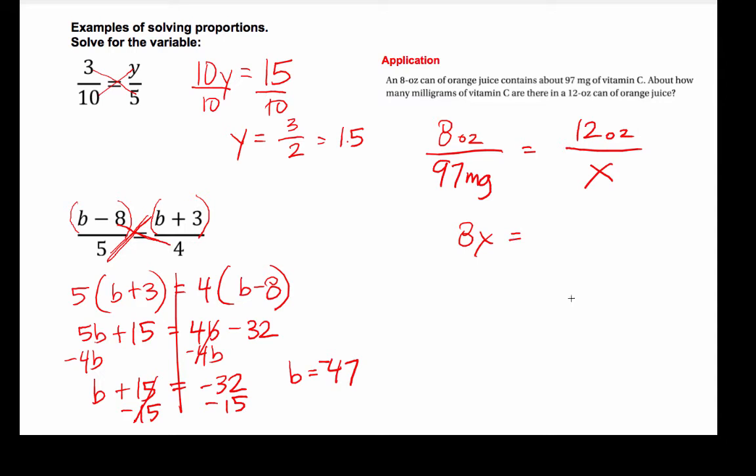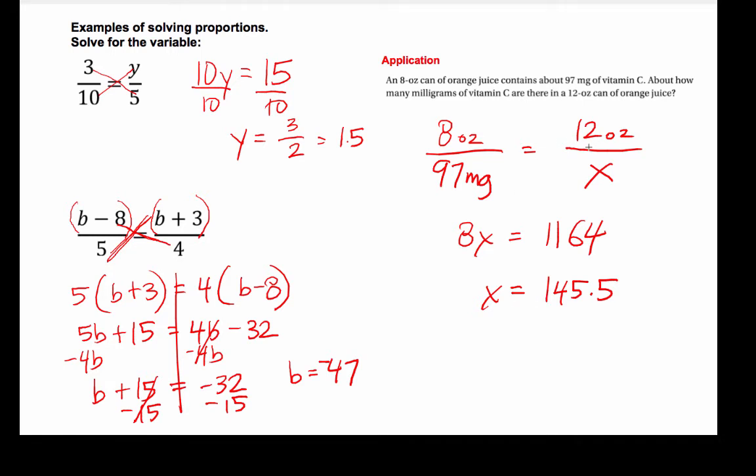12 times 97 is 1,164. Divide both sides by 8. I get 145.5. Again, going back to the problem, this is not enough right here. It's not enough to stop right here.